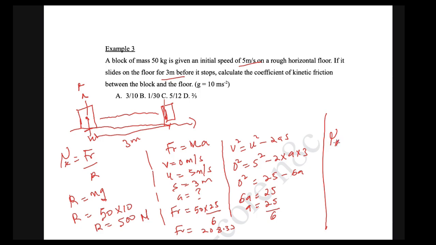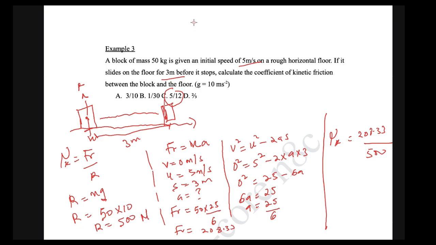So mu k is going to equal 208.33 over the normal reaction, which is 500. So this divided by 500, and if you put your answer in the form of a fraction, you're going to get 5 over 12. 5 over 12. Right, now you can do this another way.